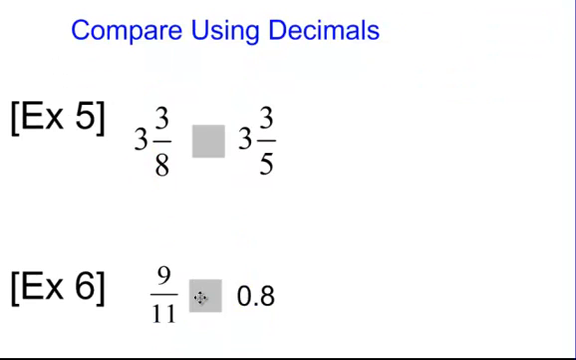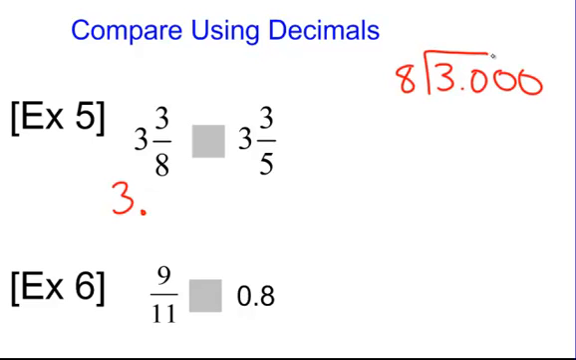Okay, now we're going to do the same thing, but we're going to use decimals to do it. So if I look here, I want to change this into a decimal. Well, this is going to be 3 point something, okay? So let's divide 3 by 8. Remember, whatever goes on top goes inside.